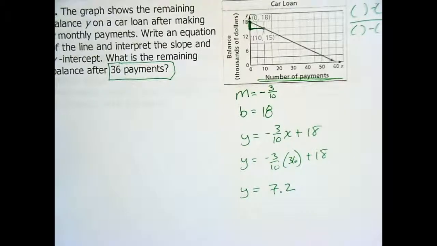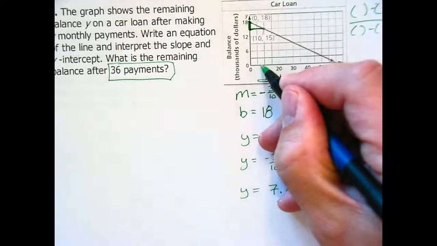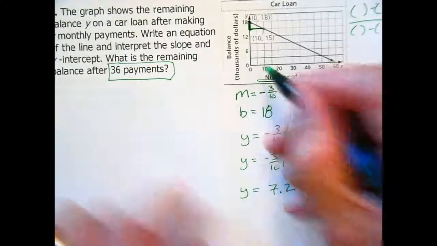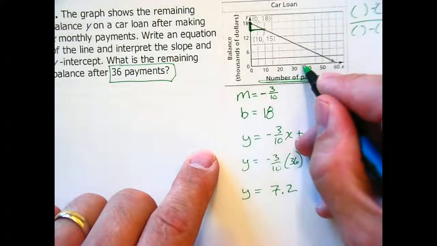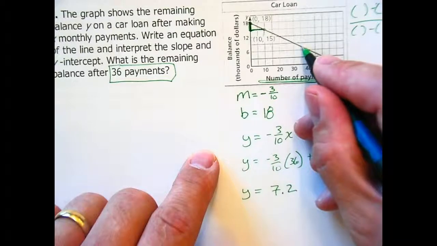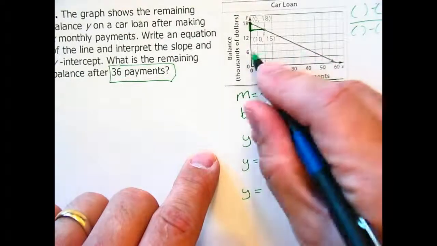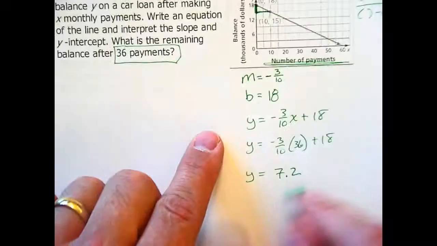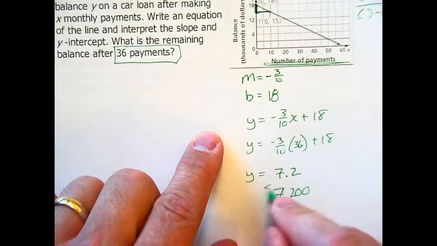Now, 7.2 doesn't mean 7.2 payments, right? It's 36 payments, which is right here. And when I go up, 7.2 is not 7.2. It means 7.2 thousand, which is 7.2 times 1,000. Yeah, you've got to multiply by 1,000.